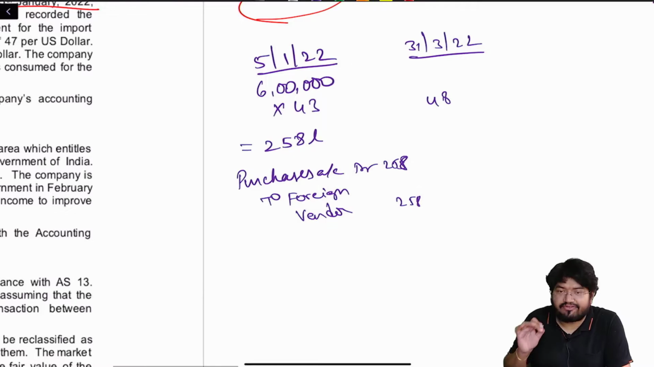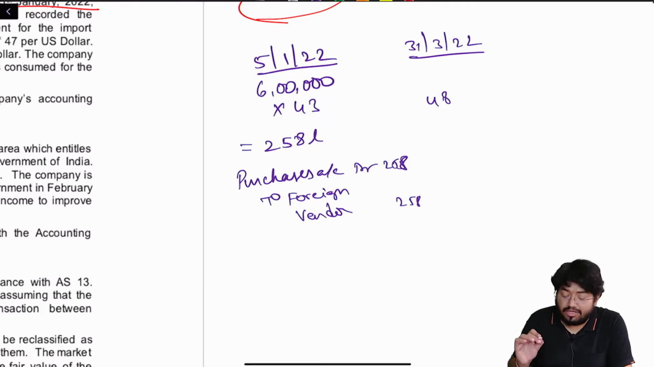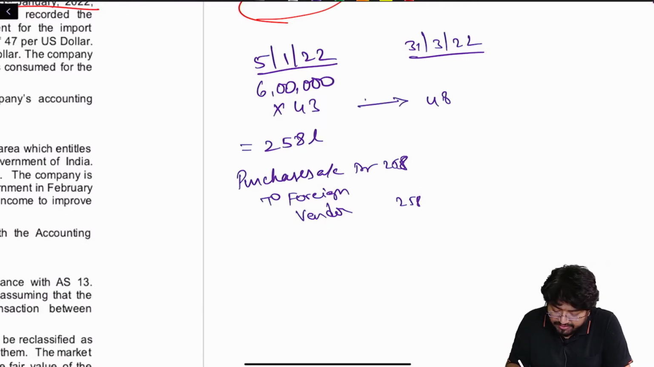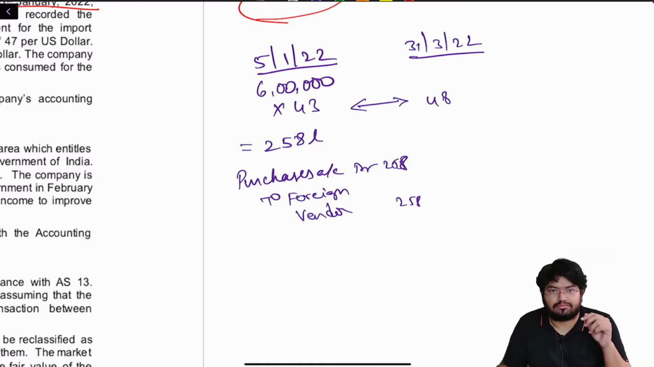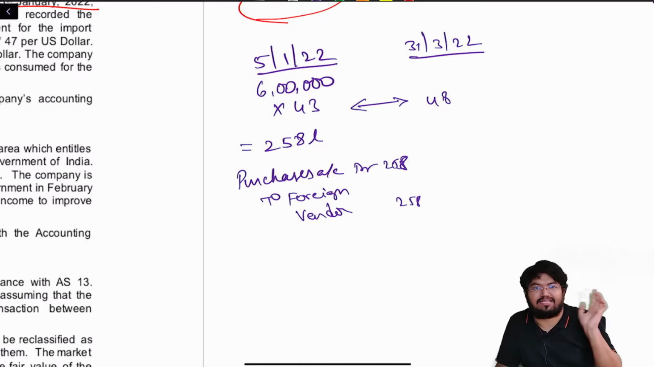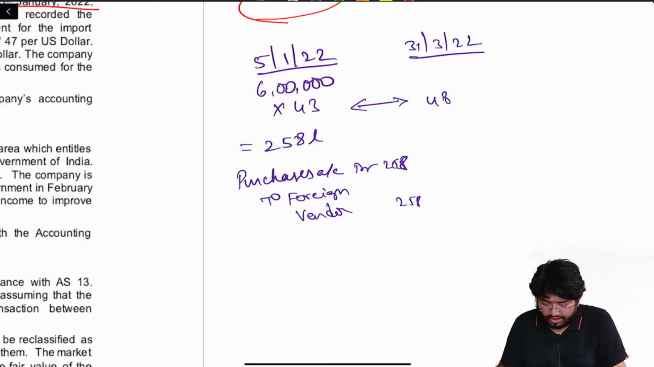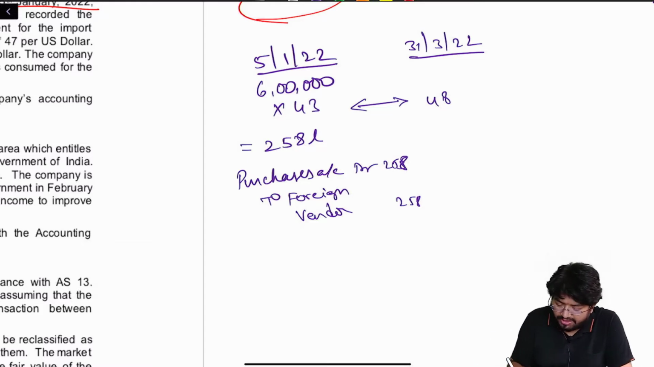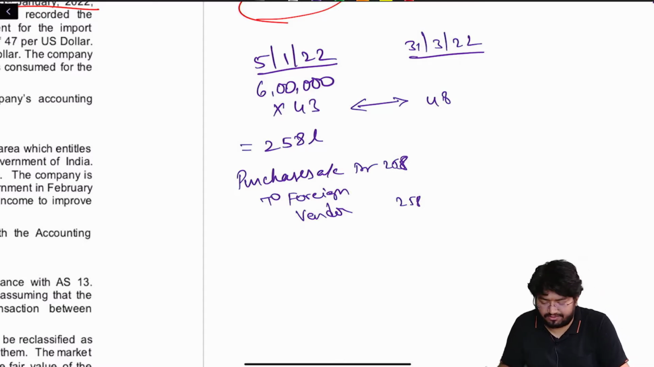Now on 31st March 22, you are supposed to recognize the difference between 48 and 43 as a loss. But you cannot revisit your purchases. That's what I am saying. So in which case you will only increase your liability by debiting it to P&L. So how much would you debit? 5 into 6 lakhs. It's going to be 30 lakhs.